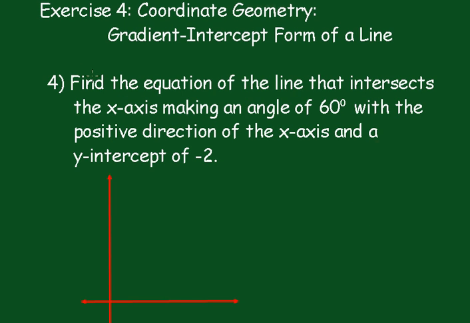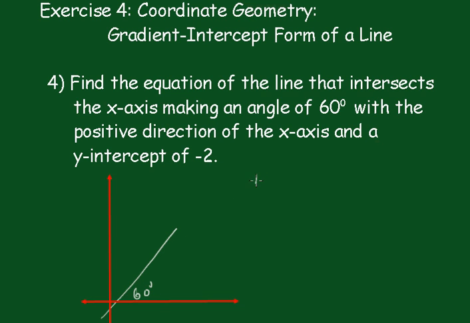Okay, this one we have to find the equation of the line that intersects the x-axis, making an angle of 60 degrees with the positive direction of the x-axis and a y-intercept of -2. Right, so to do that, it'll be down here somewhere. And 60 degrees there with a positive direction.